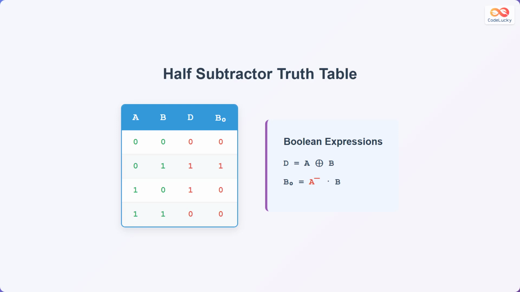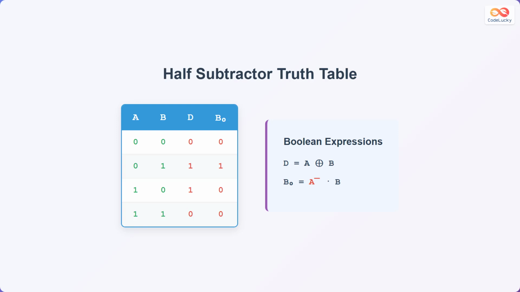Let's examine the truth table for a half subtractor. When both inputs A and B are 0, the difference D is 0 and the borrow B0 is also 0. When A is 0 and B is 1, the difference D is 1 and the borrow B0 is 1. When A is 1 and B is 0, the difference D is 1 and the borrow B0 is 0. Finally, when both A and B are 1, the difference D is 0 and the borrow B0 is 0.